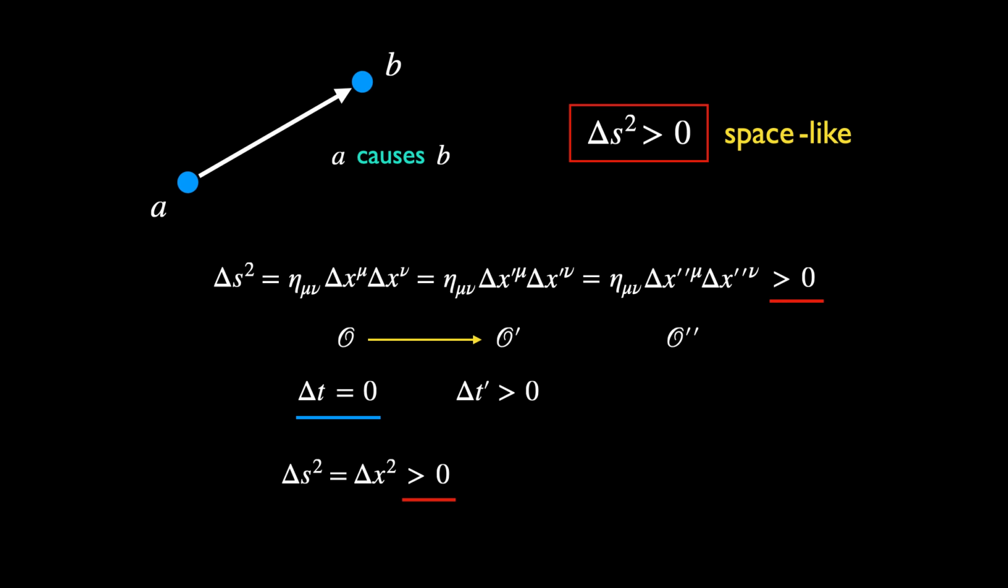And furthermore, there exists a Lorentz transformation that would bring O' to O double prime, such that the time interval measured by O double prime is less than 0. B occurs before A instead. This is the source of the causality violation we have pointed out earlier.